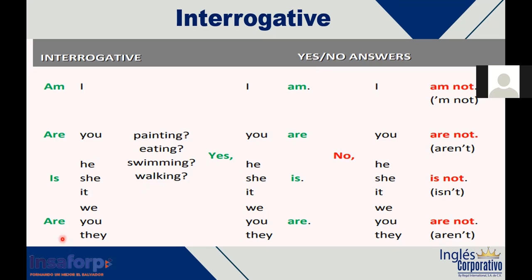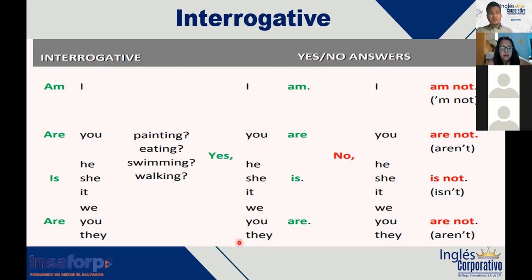Am I painting? No, I'm not. Are you painting? Are you eating? No, you are not. Is he swimming? No, he's not. Is she walking? No, she's not. Are we painting? No, we are not. Are they walking? No, they aren't. They are not. Okay, very good.